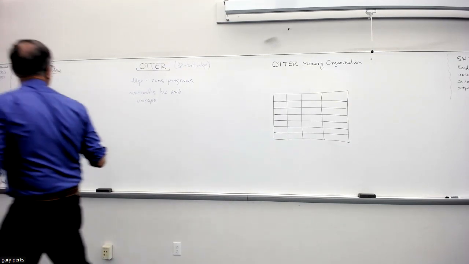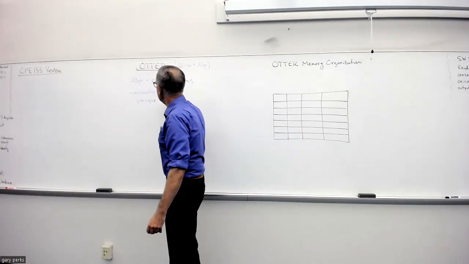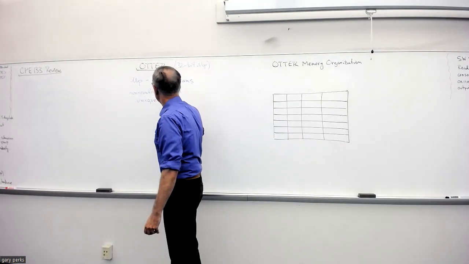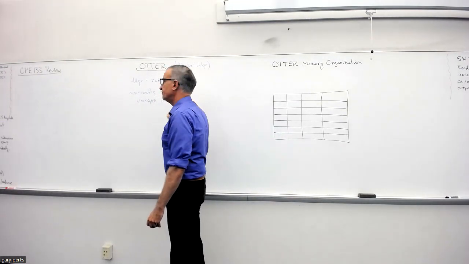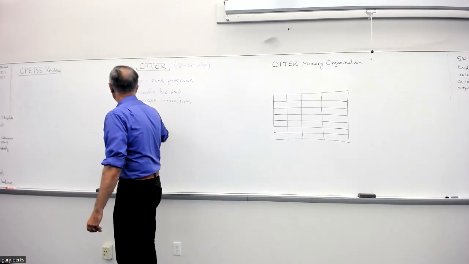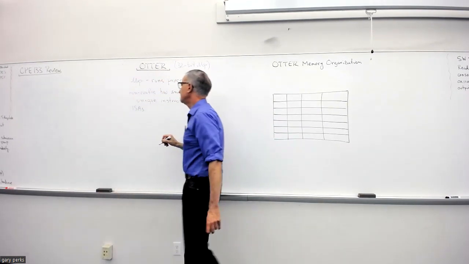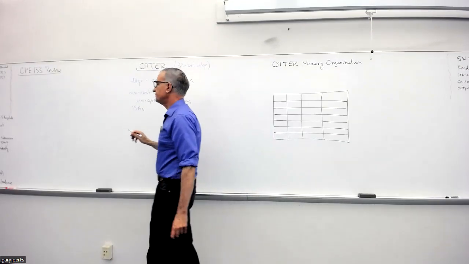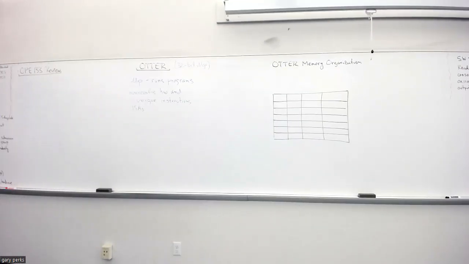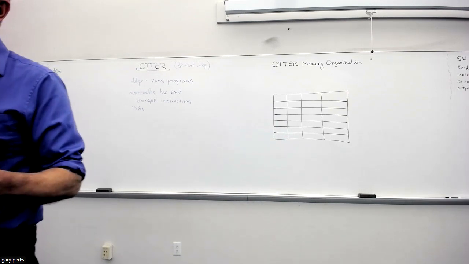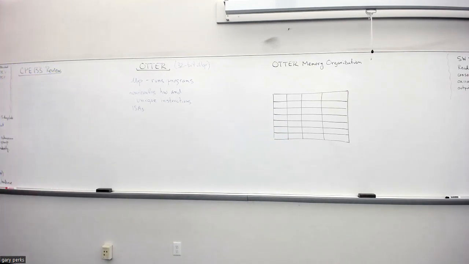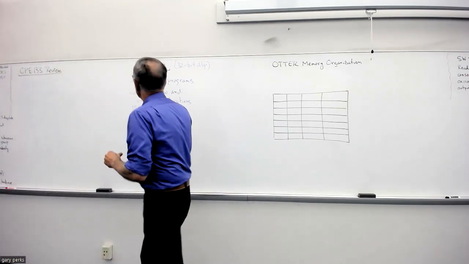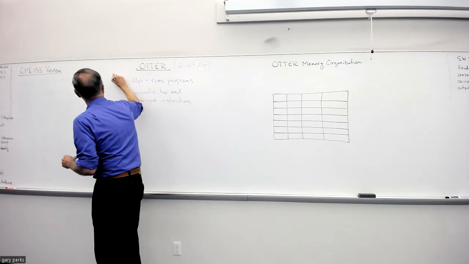And each microprocessor has unique instructions. Okay, they're called ISAs. Okay, so like an Intel processor is going to have a different set of instructions than a Motorola processor is going to have, than what this Otter has. Now, this is hardware.